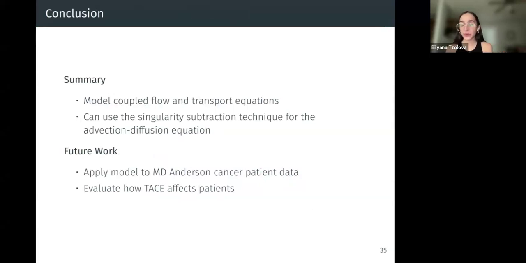So in summary, we are able to model our coupled flow and transport equations. And we've shown that we can use the singularity subtraction technique for our advection diffusion equation. And our future work is to apply this full model for the coupled flow and transport equations to the patient data that we got from MD Anderson, and to evaluate how this TACE affects our patients.